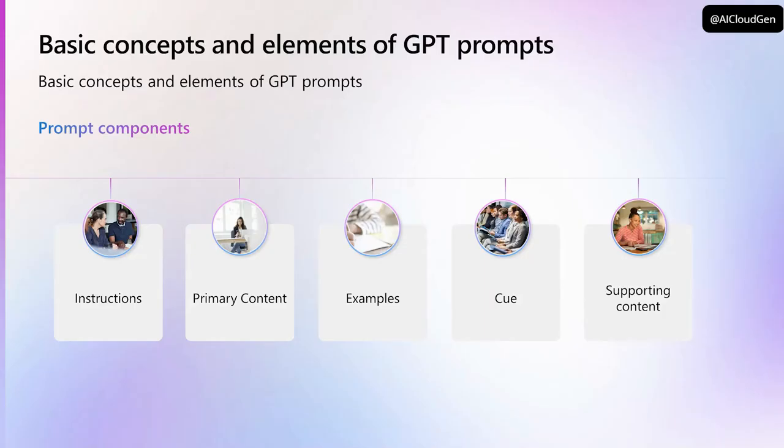So let us get started with the key prompt components. These are the different prompt components that you can use in order to write good prompts: the instructions, the primary content, examples, cue, and supporting content. We are going to look at each one of them, and we will see how you can leverage that.